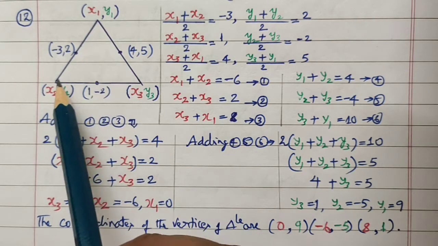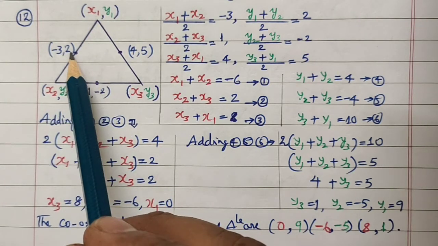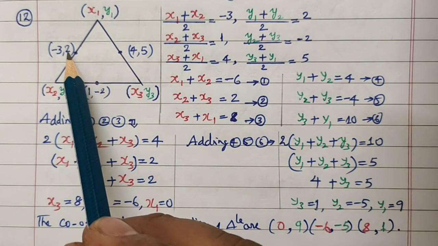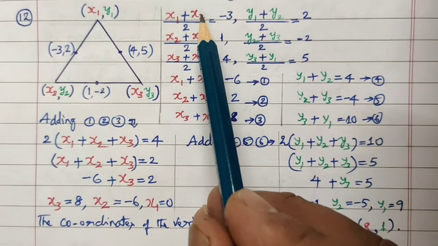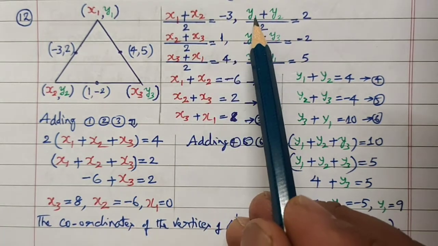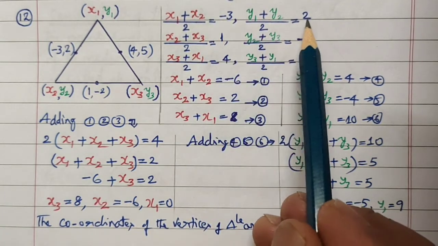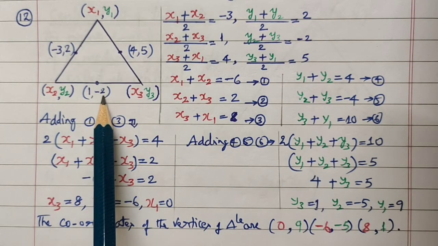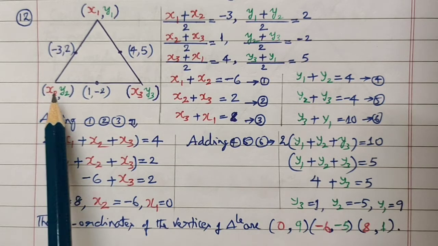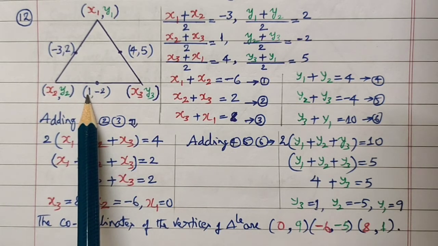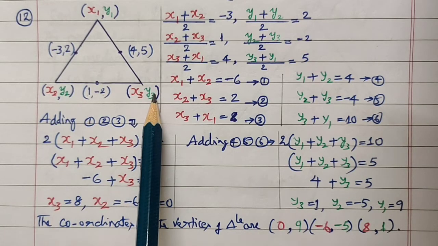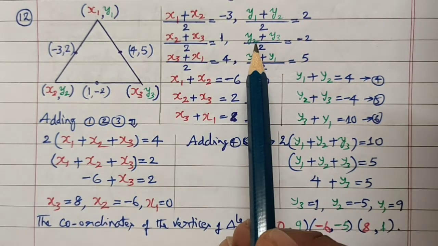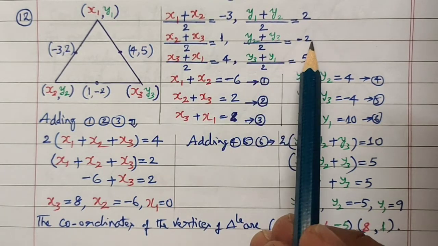So using the midpoint formula for this, x1 plus x2 divided by 2 is equal to minus 3, y1 plus y2 divided by 2 is equal to 2. For these two, the midpoint they have given as 1, minus 2. Let us use the midpoint formula here. x2 plus x3 divided by 2 is equal to 1, y2 plus y3 divided by 2 is equal to minus 2.